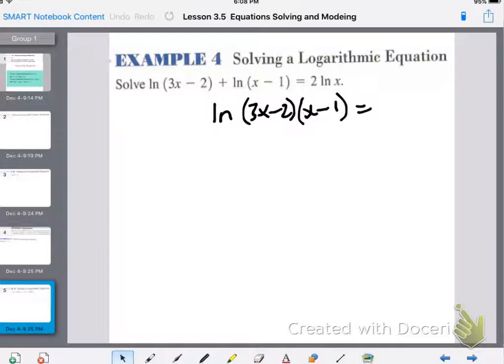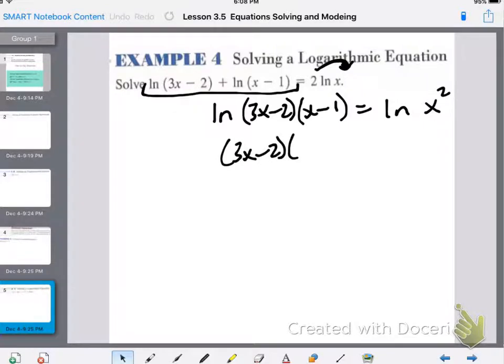And that equals, now this 2 becomes an exponent. So it's ln x squared. Okay? So I took these two and condensed it to 1, and then I used the power rule over here to put the 2 up where the exponent is. Now, remember what we said all the way back at the beginning in the one-to-one properties. I have two ln's, which means the base is e, which means the base is the same on both sides. So what that means is 3x minus 2 times x minus 1 equals x squared. You can just drop the ln's.